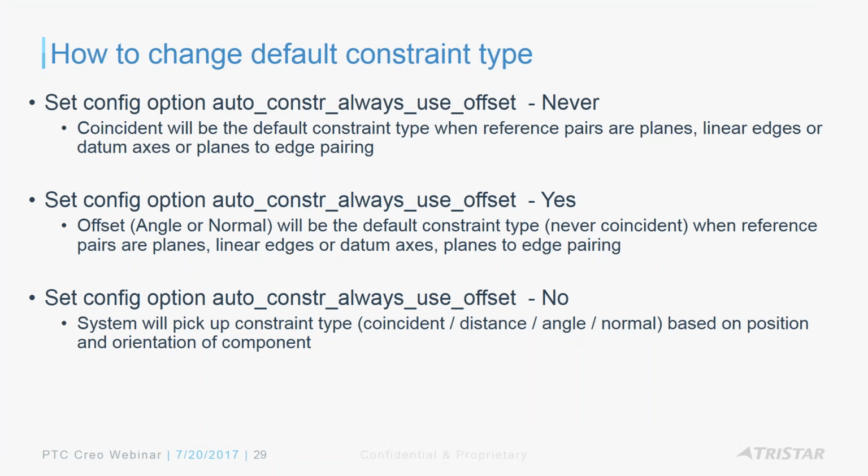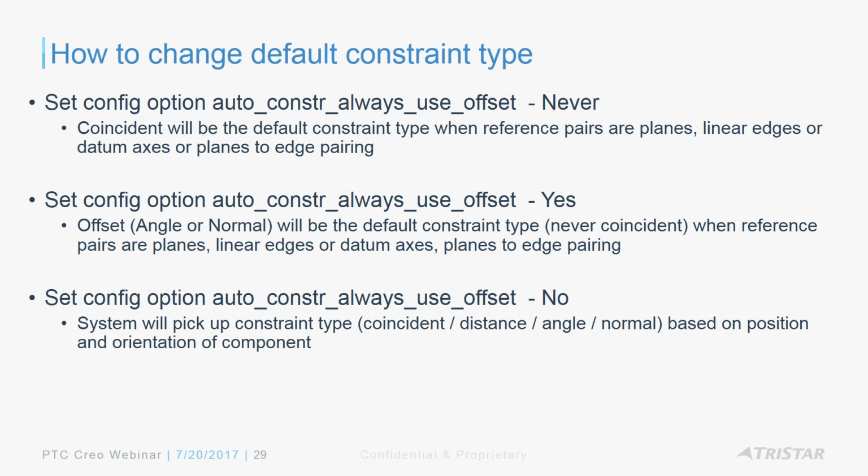A very common question on the assembly side, right? Whenever I try to assemble two parts, I'm getting normal instead of coincident. How do I handle that? There are some really nice config options that used to be there even before that you'll have to play around with. One is the auto constraint, always use offset.